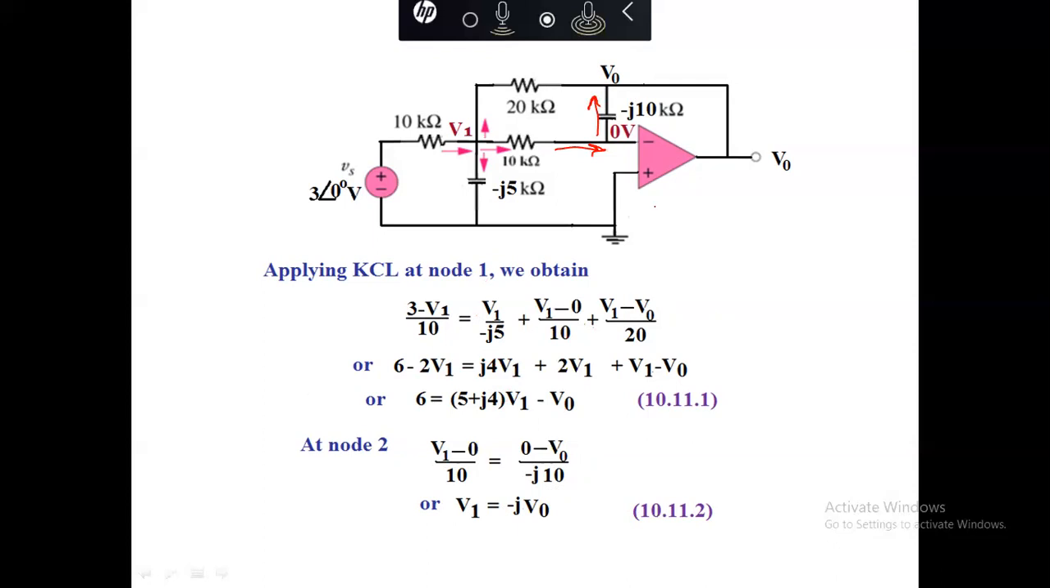So we have node 2, which is at 0 potential. We will write the equation at node 2. So that current 1 is equal to that current leaving. So the value of V1 is equal to minus jV naught. If we express this V1 in the form of V naught here, we can simplify it and find the value of Vout.